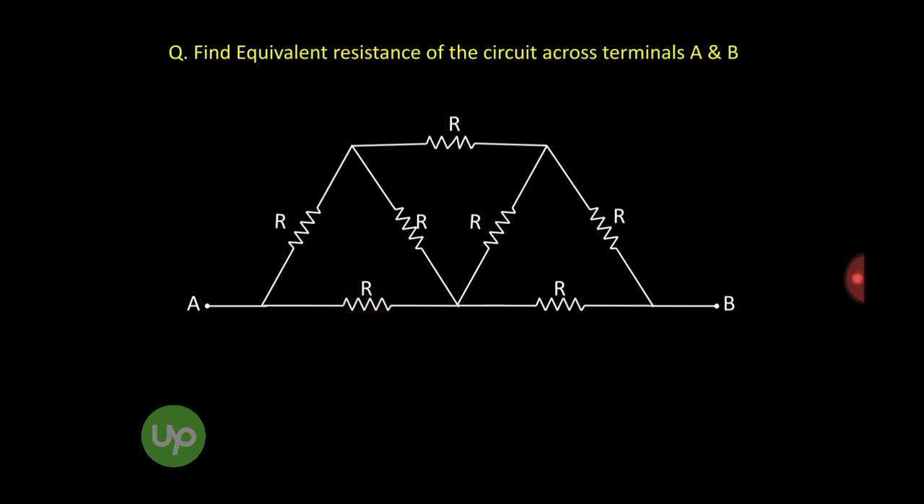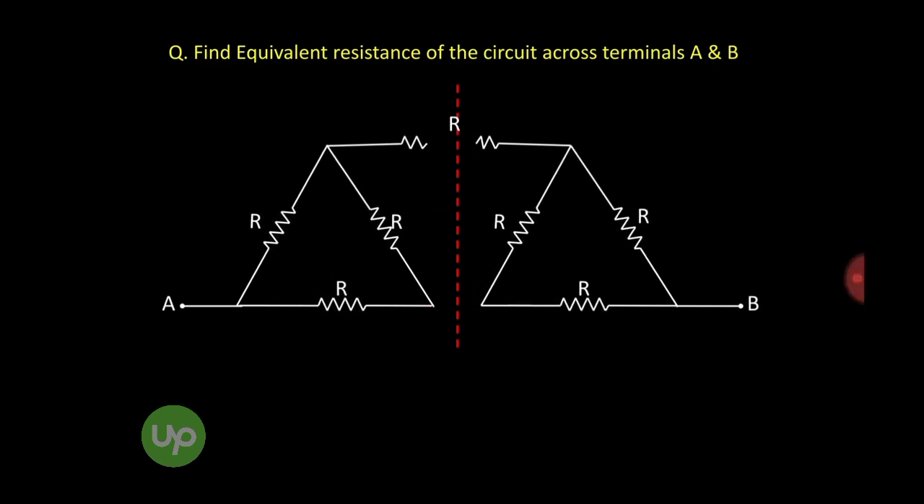Now, how to identify whether this circuit is symmetrical or not? We will do one thing. We will cut this network into two portions. If we draw a horizontal line like this and cut this circuit along this horizontal axis, then we will find that the circuit at the left hand side and the circuit at the right hand side are identical. The right hand side circuit is the mirror image of the left hand side circuit, and hence we can conclude that the given circuit is a symmetrical circuit.